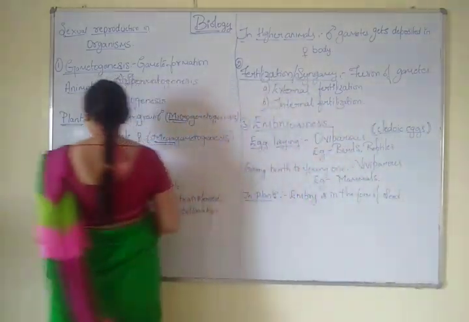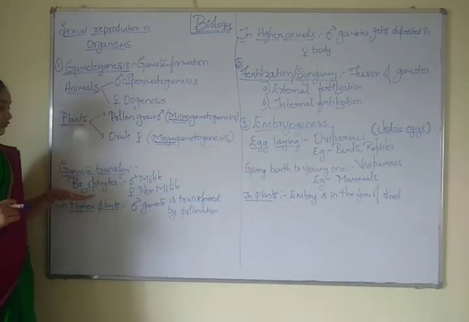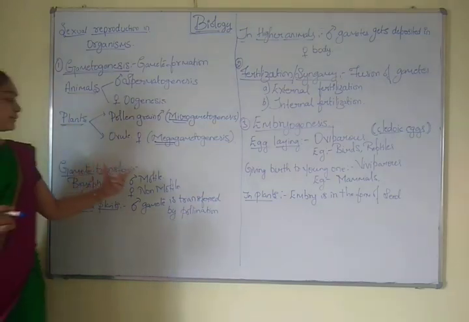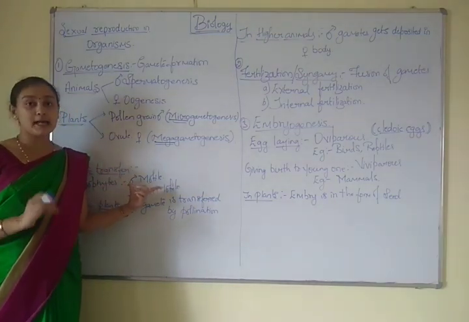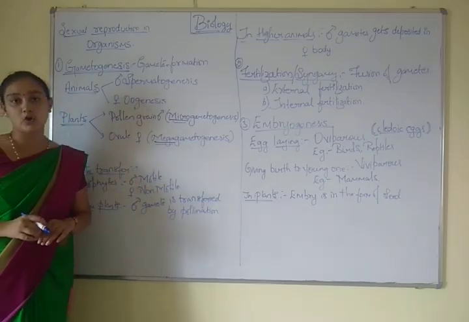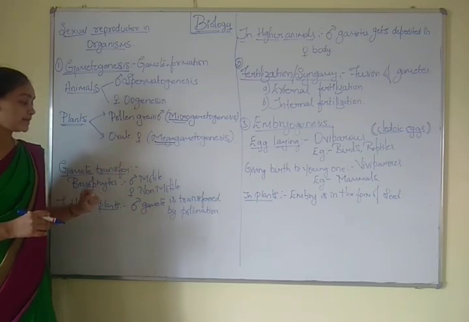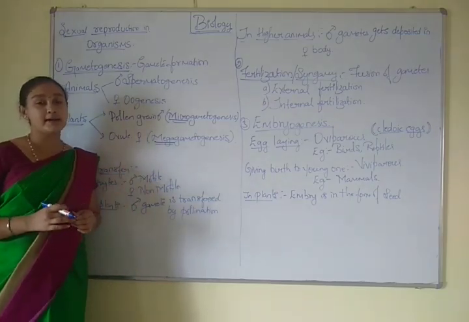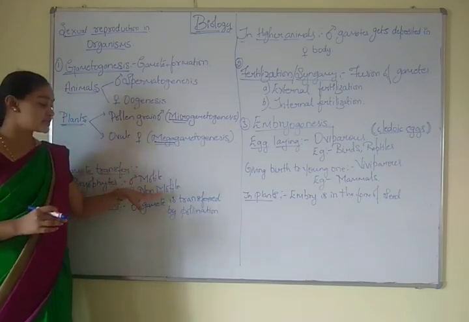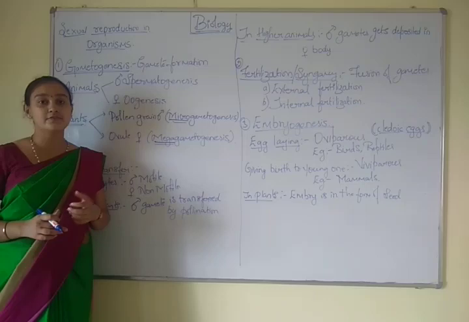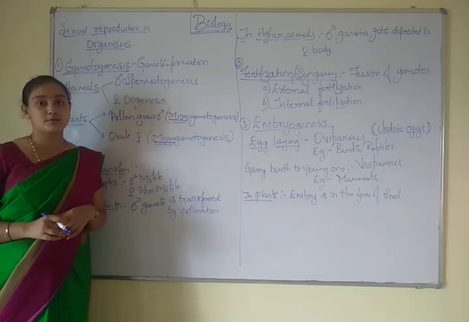Now let's see how gamete transfer takes place both in the plants and the animals. Understood? The bryophytes are an example of lower plants where the male gametes are motile, that is, movable, whereas the female gametes are non-motile. The motile male gamete is carried by the water current and reaches the female gamete, and then fertilization, or the fusion of gametes, takes place.